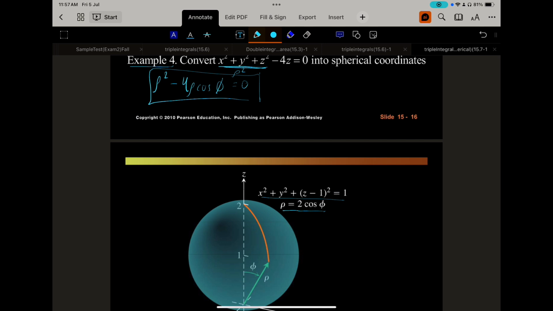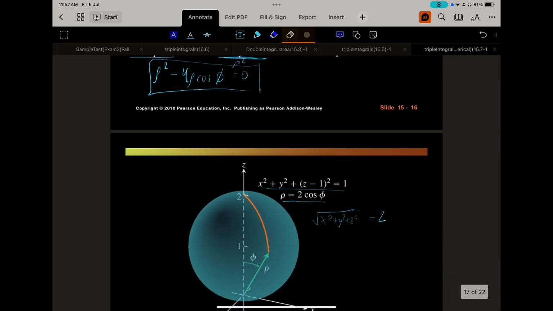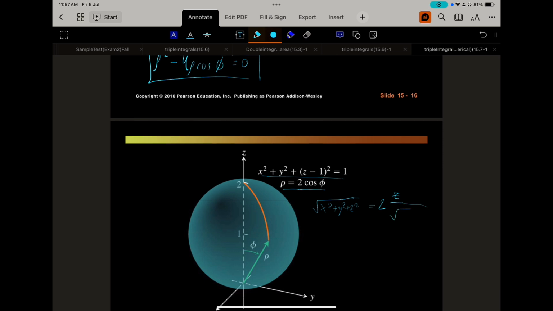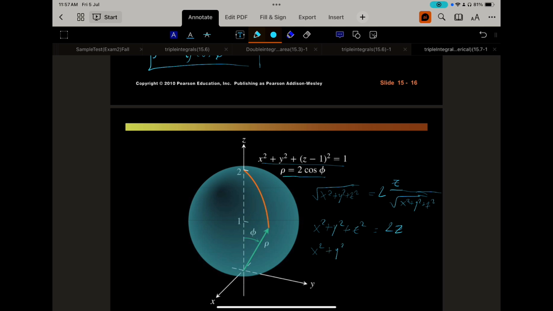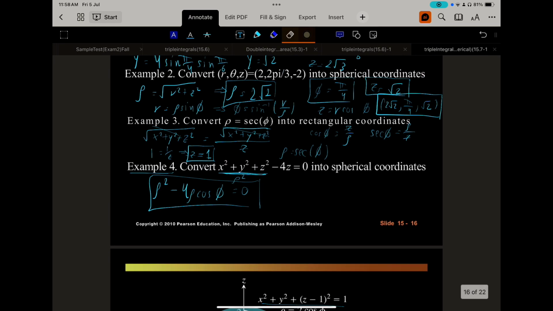Now if we convert this into rectangular, it's just going to be the square root of x squared plus y squared plus z squared equals 2, and we said cosine phi is just z over rho. This is different than secant phi. Secant phi is rho over z, so this is z over rho, and rho is the square root of x squared plus y squared plus z squared. Then we get x squared plus y squared plus z squared equals 2z. If we take this to the other side and complete the square, we get x squared plus y squared plus z minus 1 squared equals 1. That's our sphere. So that's a different example, but similar to our example 4.